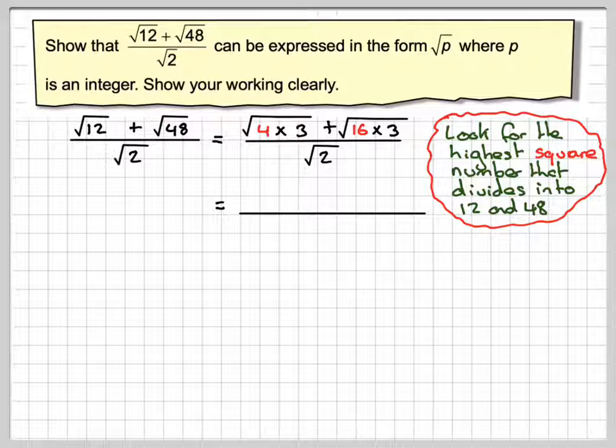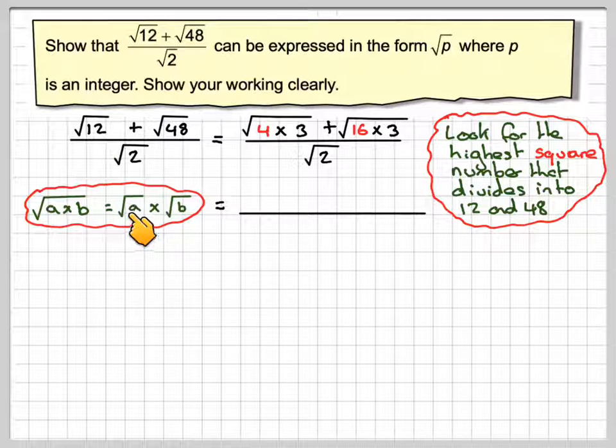Then we're going to use this idea here. The square root of a times b is the same as the square root of a times the square root of b. So this becomes the square root of 4 times the square root of 3, and the square root of 4 is 2. So this will become 2 root 3. Similarly, this will become the square root of 16 times the square root of 3. The square root of 16 is 4. So this will become 4 root 3 divided by root 2.